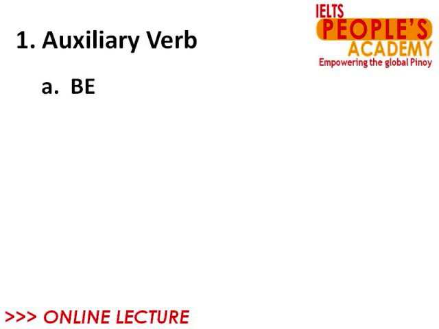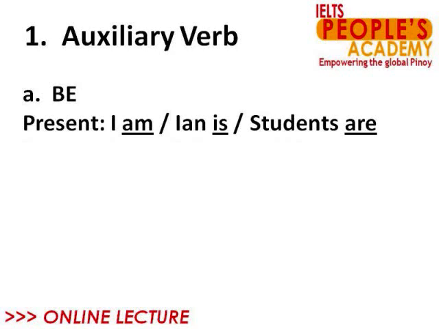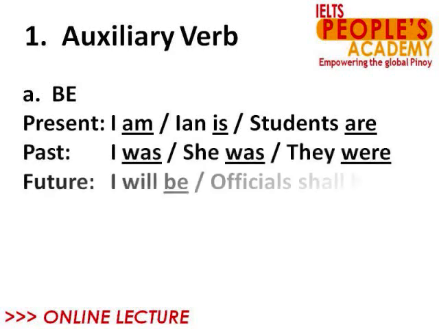For the present tense, you have the words am, is, and are. Now, the difference among the 3 is that am is usually used for the subject I, as in I am, and is is used for subjects that are singular, say for example, Ian is. And finally, you have the word are, which is meant for plural, if I say, for example, the people are. Now, for future tense, we make use of will and shall. So, for example, I say, I will be, and you have the words officials shall be.